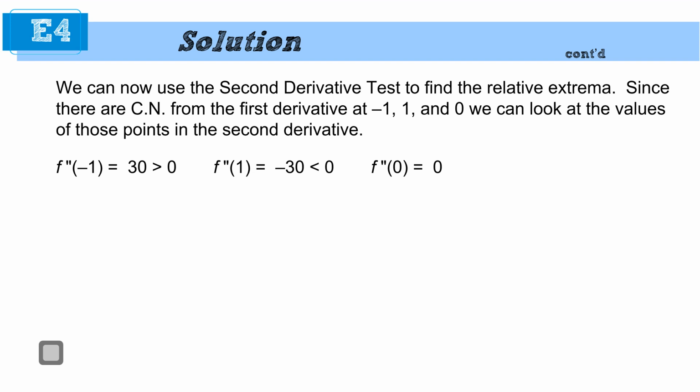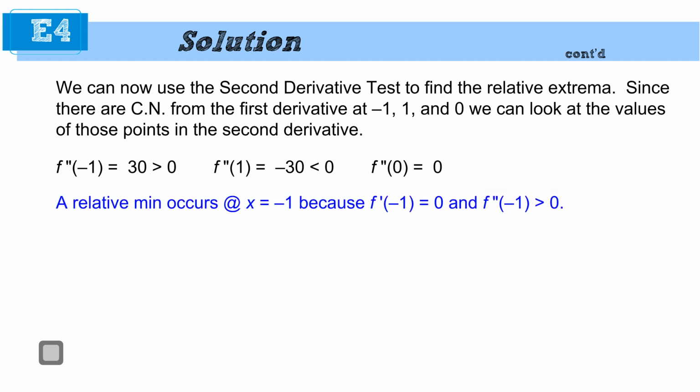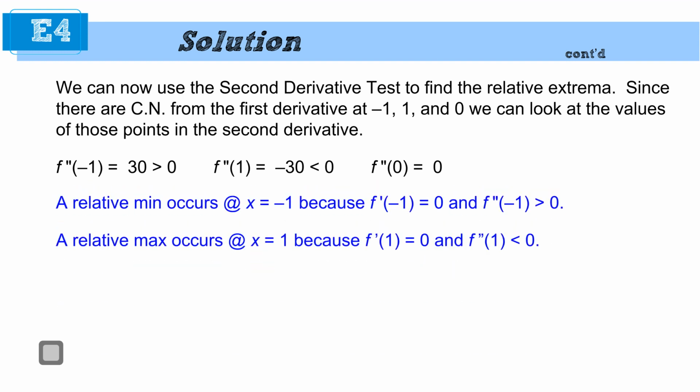The worst part about the second derivative test is that, like the first derivative test, it's not practical. The second worst thing is it also requires a sentence. And a sentence looks like that. What is that sentence doing? It's establishing if it's a max or a min. It's telling you where it happens, and why it happens. The reason it happens is because f prime of negative 1 equals 0. That means it's a critical number. F double prime of negative 1 is greater than 0 means it's concave up.